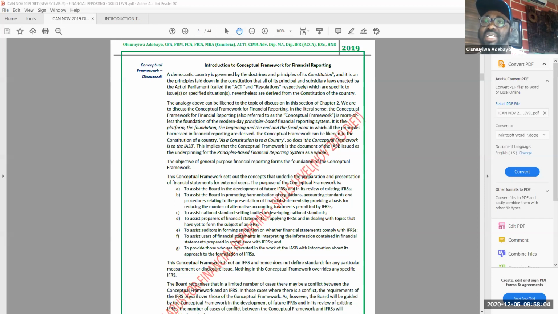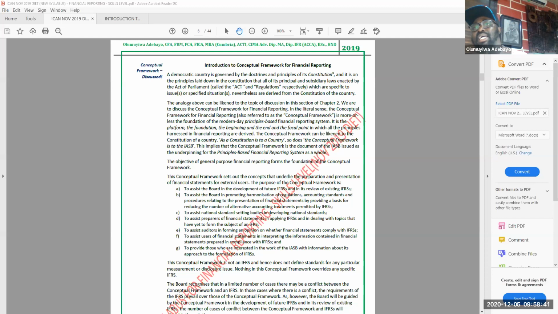And very few of the standards are still applicable, especially to small and medium enterprises and to areas which IFRS has not specifically addressed. That standard is what we know as the Statement of Accounting Standard, which is SAS. Therefore, every country that has its own accounting standard and tries to develop standards by way of localization also uses this conceptual framework as a basis, such that the principles that govern the standards are in alignment with the principles of the conceptual framework.